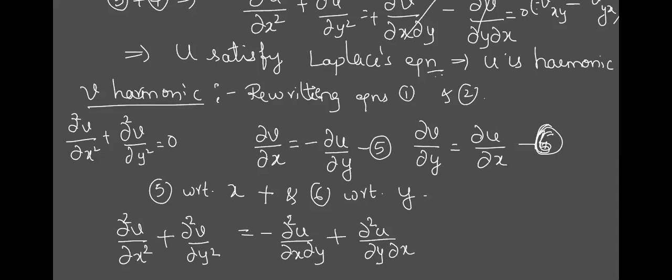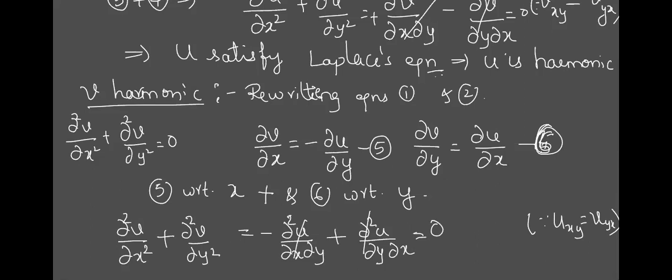Are they not one and the same? U with respect to xy or u with respect to yx, we know they are one and the same. So what is the value of this? This is now with a plus sign. This is with a minus sign. Isn't it? We can cancel them. The value is 0.